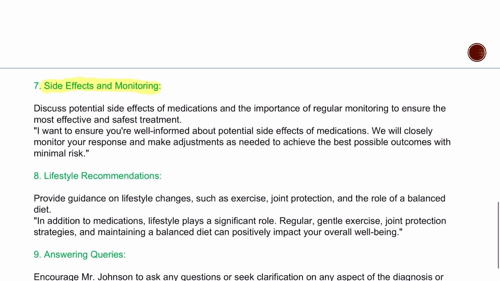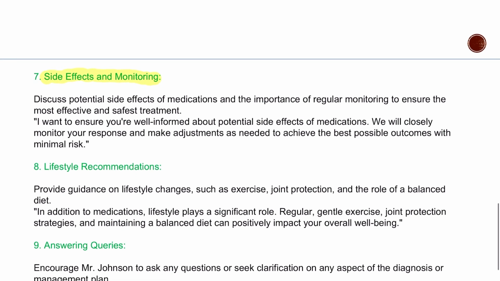So discuss the potential side effects of medications and the importance of regular monitoring to ensure the most effective and safest treatment. So I want to ensure you are well informed about potential side effects of medications. We will closely monitor your response and make adjustments as needed to achieve the best possible outcomes with minimal risk. Okay.